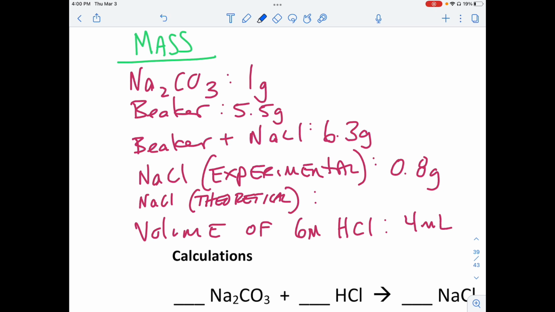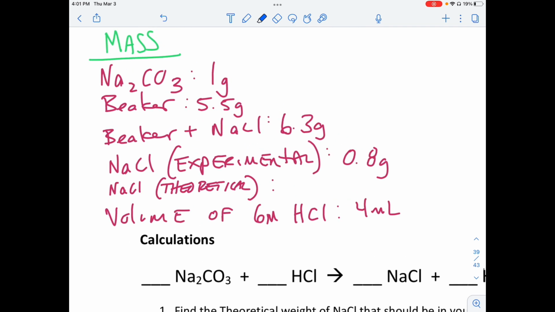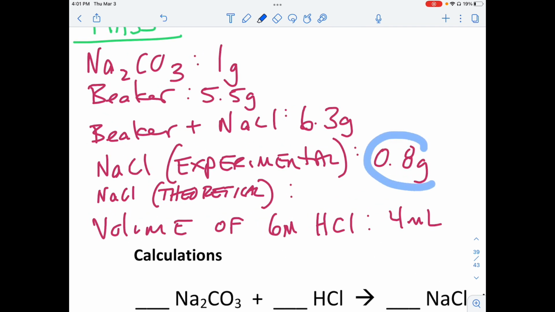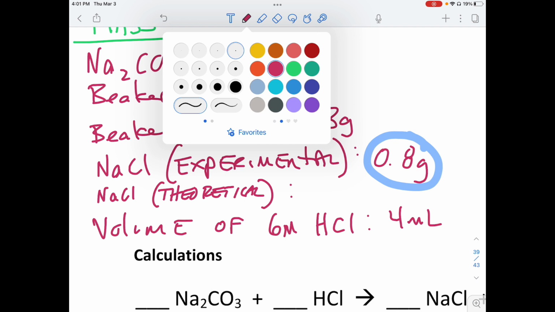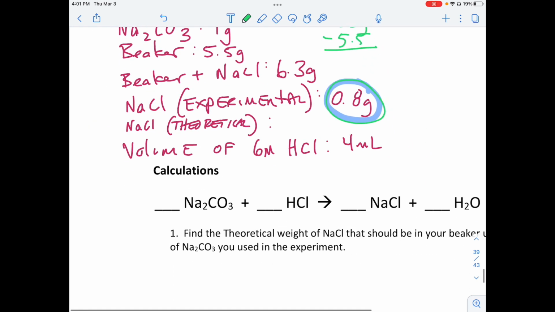One thing we can do, and it kind of comes down to question number 2 here, experimental yield. Well, this number right here is my experimental yield. All I did was I took 6.3, that's my mass of my beaker and NaCl. I take out the mass of the beaker, and I'm left with 0.8. So that's what I got in the lab. That was my experimental value. That's the easy one. This is the one that we need to figure out.